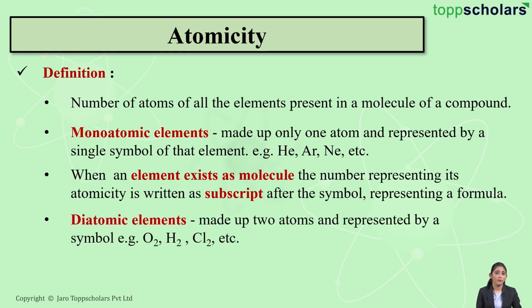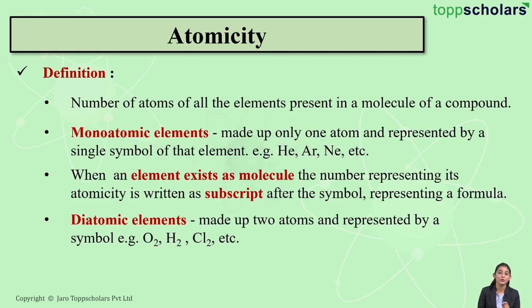Here we have diatomic elements. Diatomic elements are those elements which are made up of two atoms. How do we represent these diatomic elements? We write down the symbol of the element, and we write down the number representing its atomicity as the subscript after the symbol. Here we have some examples. Here you can see we have oxygen. Oxygen is diatomic. So, how is oxygen represented? Yes, we've written down the symbol of oxygen, O, and we've written the subscript as 2 because it contains two atoms of oxygen. The next one we have is hydrogen.